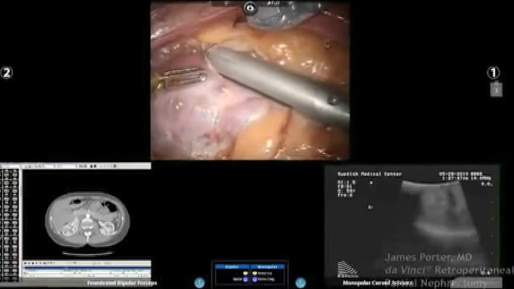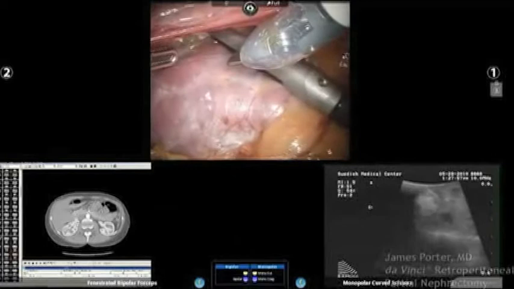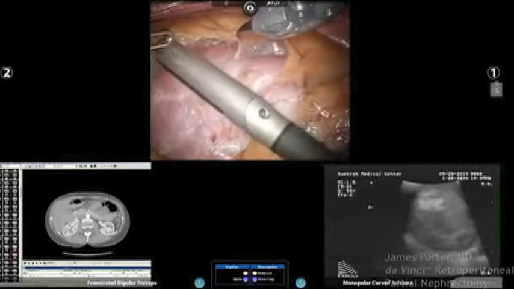Oh, there it is. There's a tumor, Nance. There it is. Go up. Right there. Do you see the tumor there? Yep. Okay. Steve, make sure Nancy can see it, please. Push forward, Nance. Push forward. Good. Right here, Nance. Right here.